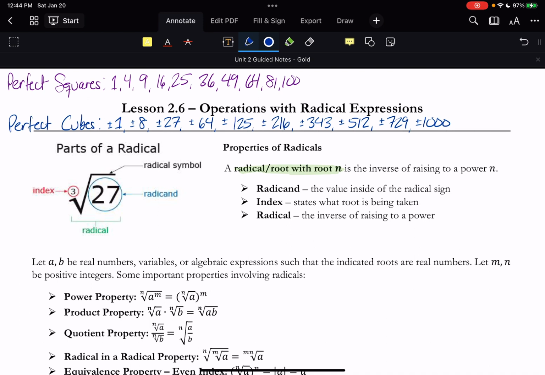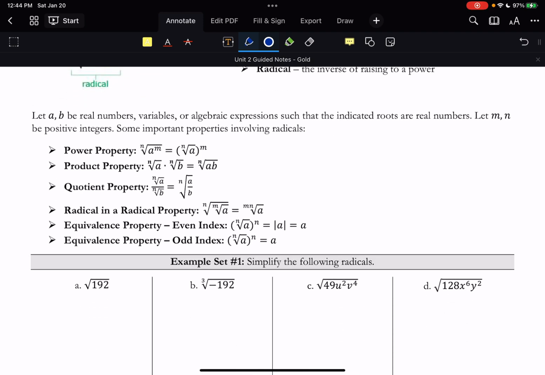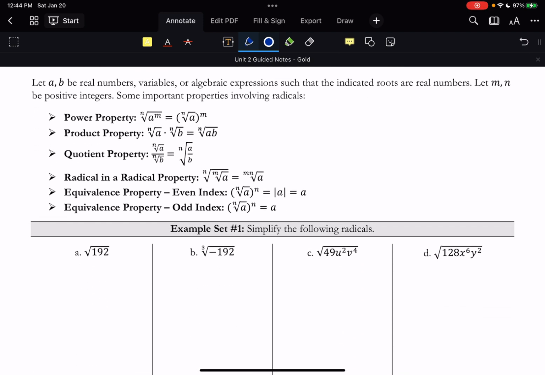I listed out the perfect squares and perfect cubes at the top of the notes. So remember, you are going to want to know how to work with those squares and cubes, and if you don't know them, make sure that you have the numbers down. There are all these different properties of radicals that we can work with. We're going to talk about the product and the quotient when we go to multiply and divide radical expressions, basically just being able to write them inside of one radical sign.